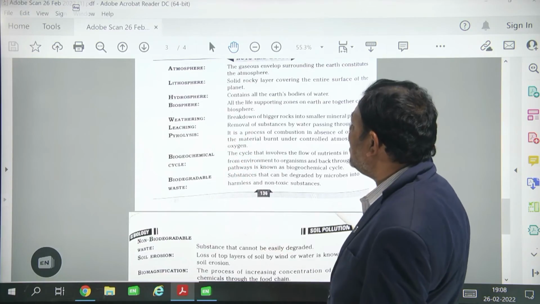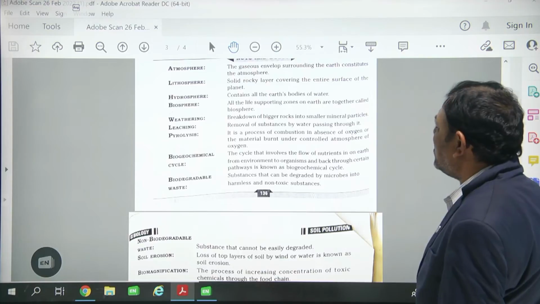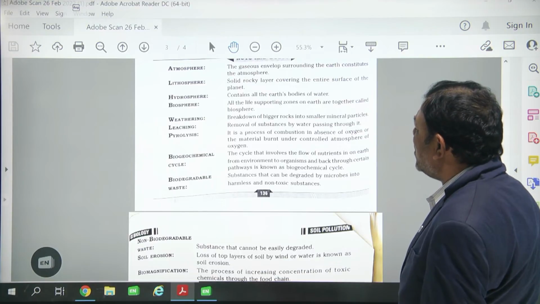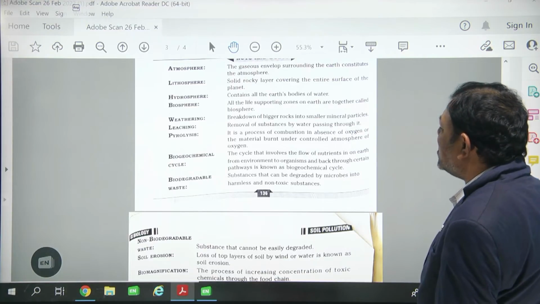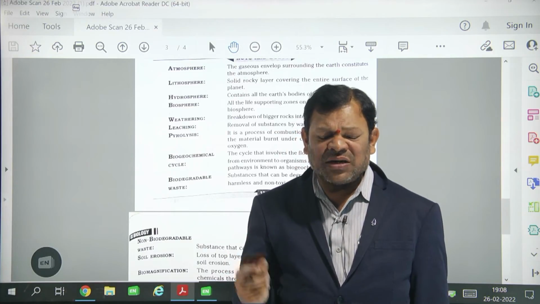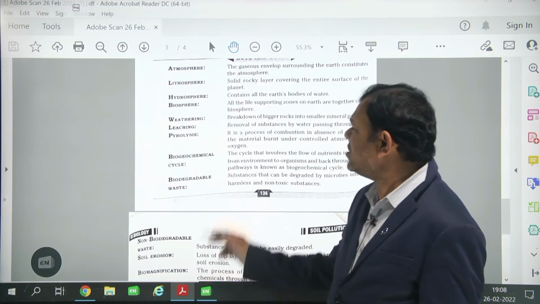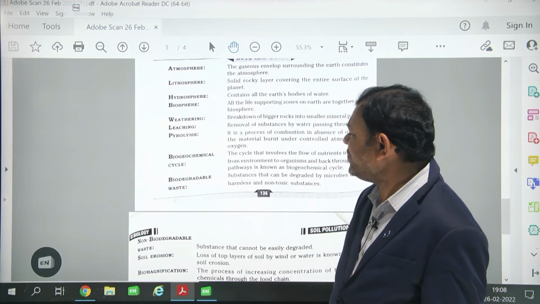Pyrolysis is a process of combustion in the absence of oxygen. The material is burnt under a controlled atmosphere of oxygen. Actually it is burnt, but with a lack of oxygen, under control of oxygen. So that is known as pyrolysis.